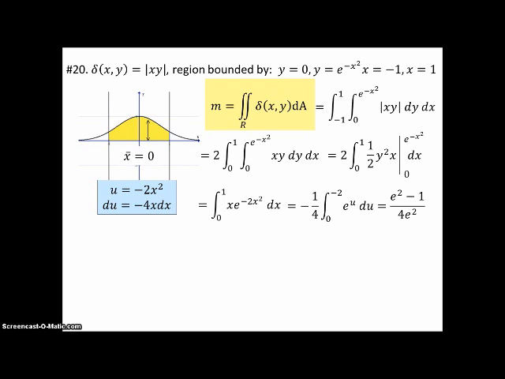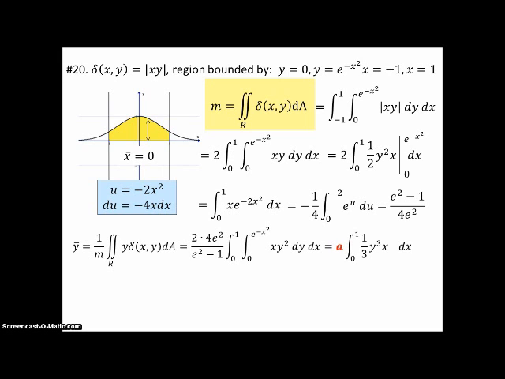So that's the mass. So now we're going to compute y bar, which is 1 over m times the integral of y times the density. So there's 1 over m, and then the 2 is there because, again, I'm going to multiply the integral from 0 to 1 by 2 instead of using the negative. And so we have y times xy, which is xy squared. The antiderivative of that with respect to y is x times 1/3 y cubed. And notice that I'm going to use a for the coefficient in the front, so I don't have to keep retyping that. Okay, and then we have to evaluate that from 0 to e to the negative x squared, and the 0 is just going to give us 0.